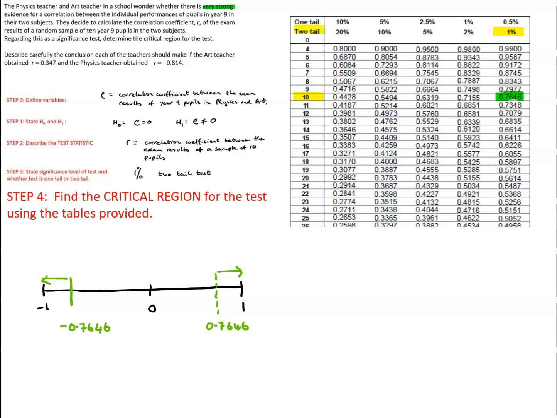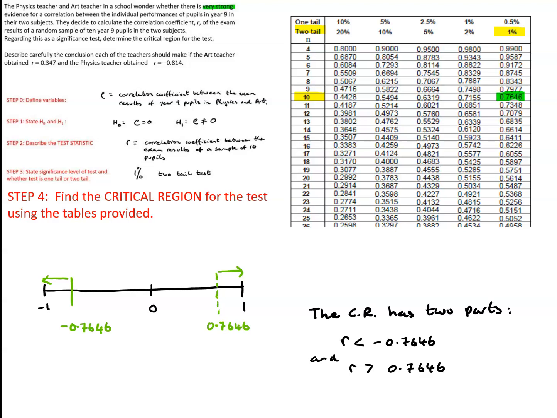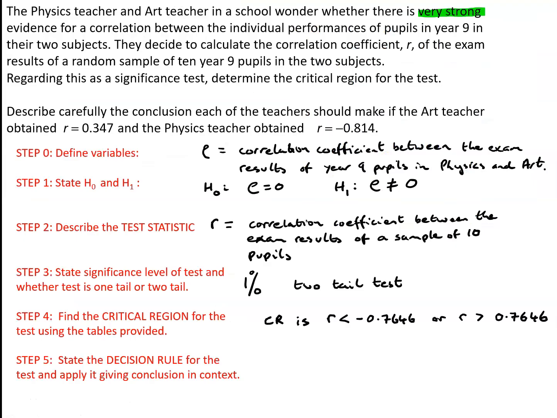which means that values bigger than 0.7646 or smaller than minus 0.7646 will be values in the critical region. So the critical region is r is less than minus 0.7646 or bigger than 0.7646.